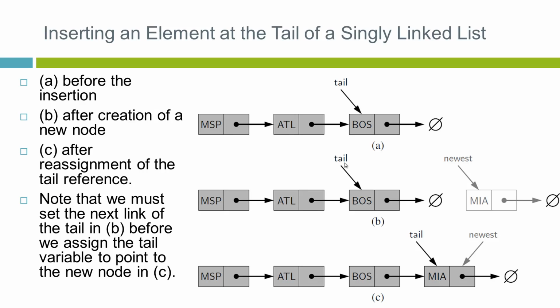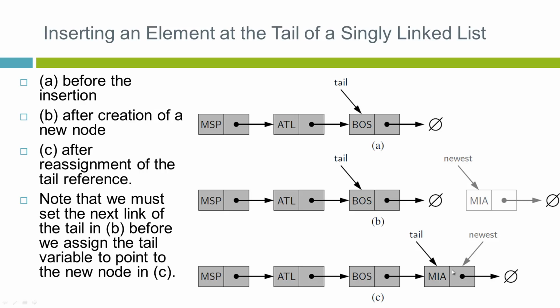Let's see what this looks like as a diagram. Here we have three figures. This first one, A, is what it looks like before the insertion. So we have Minneapolis as the head, pointing to Atlanta, pointing to the tail Boston, which itself points to none because it's the tail. Then we create a new node here in this figure, and after we do this, we set that new node to reference none.